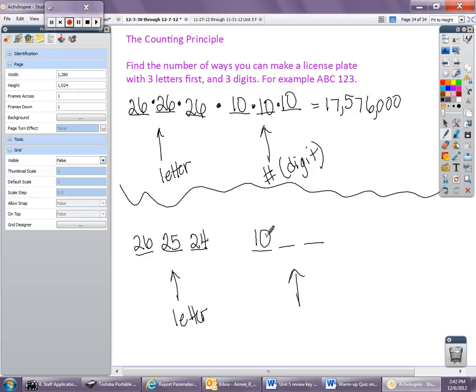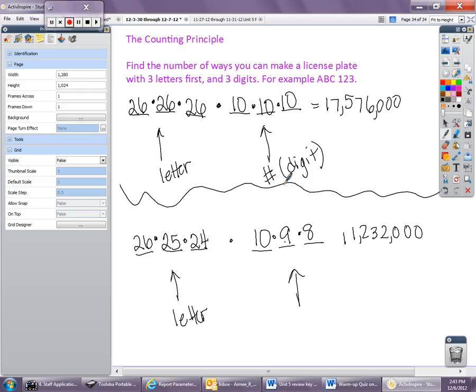Now as far as my numbers are concerned, again, I can have 10 digits here, but if I use a digit, I can't repeat it. So now I have 9, and now I have 8. So again, now I'm going to multiply all of these together, and that's going to reduce the number of options that I have now that I cannot repeat. And now I'm only going to have 11,232,000 ways to do it.